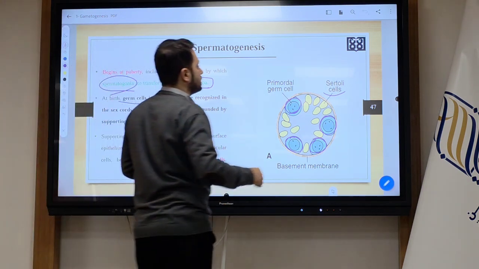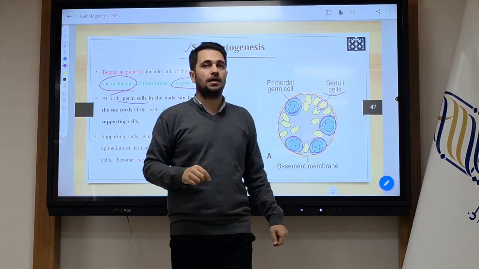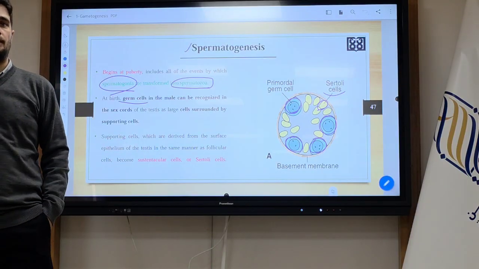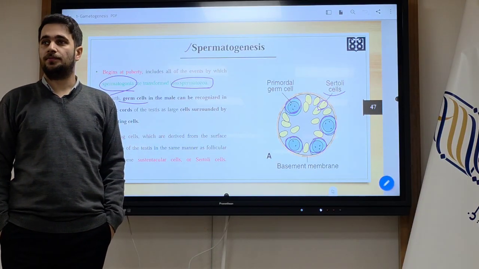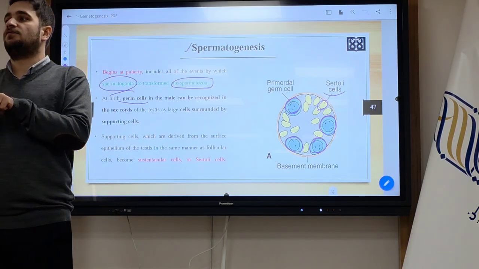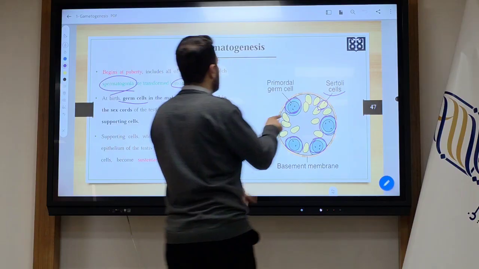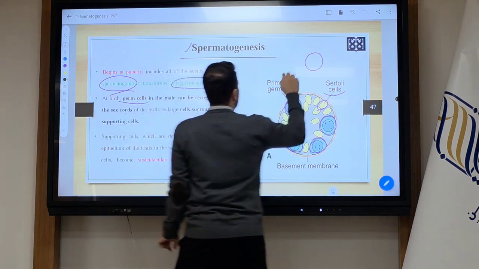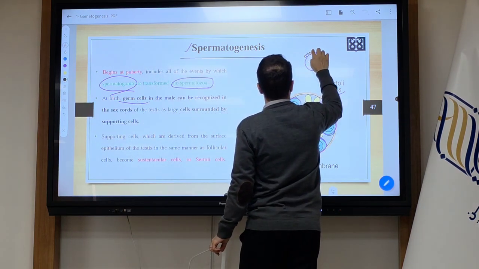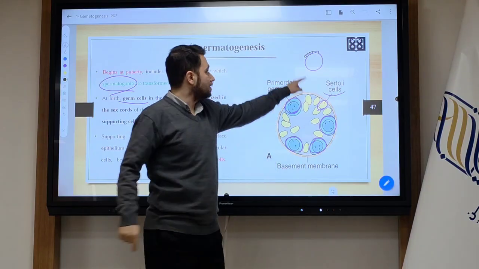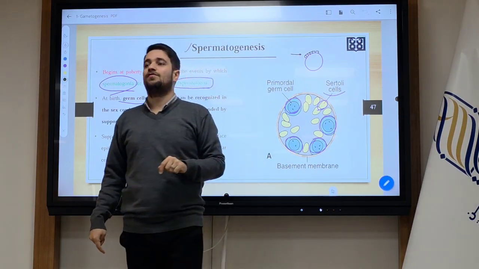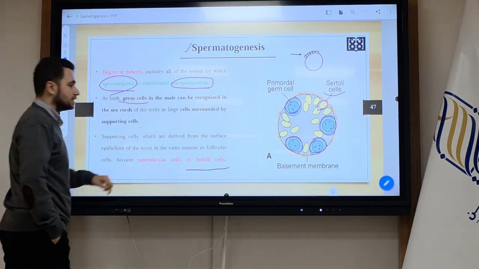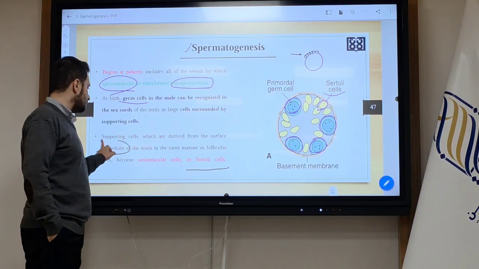Where is the origination of these Sertoli cells? How are the Sertoli cells made? Where is the origination? Similar to follicular cells in women. I told you we had primary oocyte, and also this surrounding layer, which we called follicular cells. I told you these cells come from the epithelium of the ovary. And here, the Sertoli cells also come from the surface epithelium.